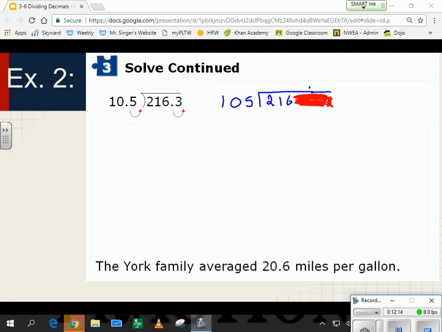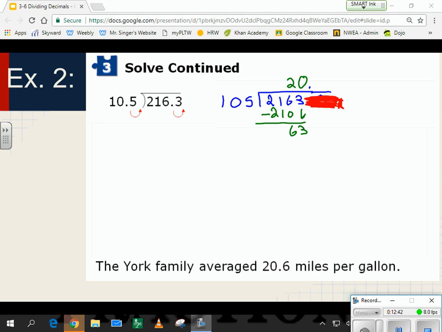So just by looking at it, I can tell that 105 times 2 is going to be the best answer, and that will give me 210. That gets me pretty close without going over. So I'm left with 6. So now I go back and I move to the next number, which is a 3. And I bring down the 3. And I can see that 105 will not go into 63. So I got to use a 0 up here as a placeholder.